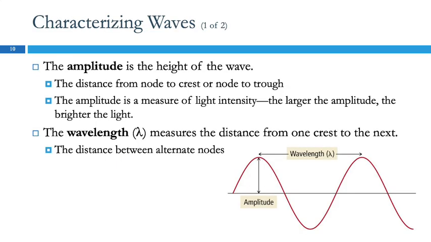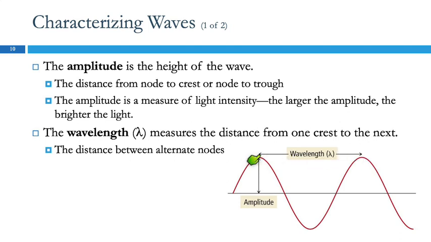So there are a number of characteristics of waves. So here we have an illustration of a wave. We can talk about the amplitude. That's how tall the wave is. This is a measure of how intense the light is, how bright it is. Larger amplitude, brighter light.